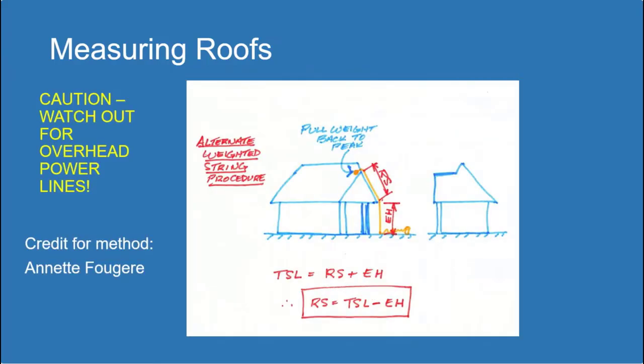There's another method in case you can't make a clean throw over the building, and actually my wife, Annette Fougere, came up with this. You basically only throw it just over the peak and pull it back to the peak, and the calculation is simpler: the roof slope is the total string length minus the eaves height. You could use this all the time. I find there's a slight advantage in throwing the thing over the whole roof, because then any slight differences will be averaged out. But I've used this method quite a bit too, and there you go.